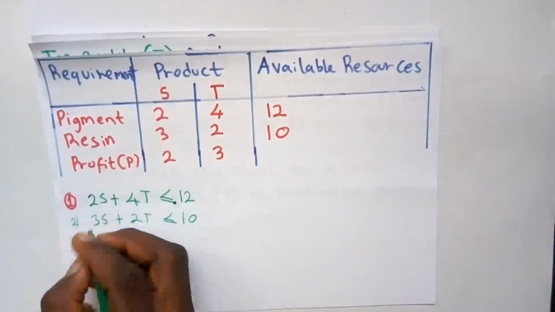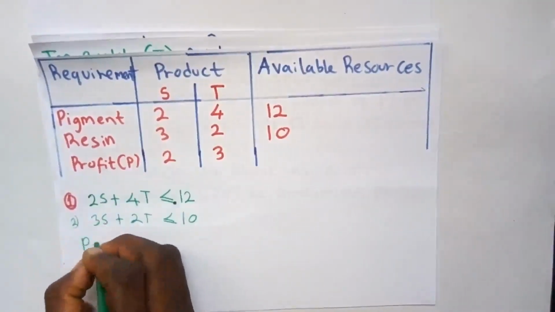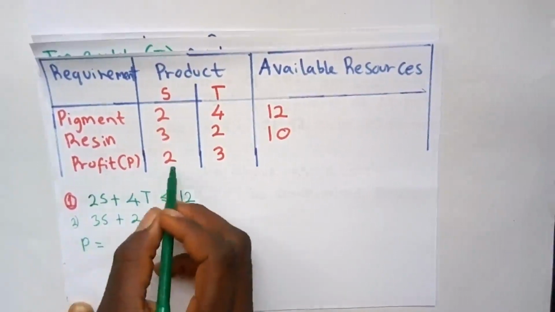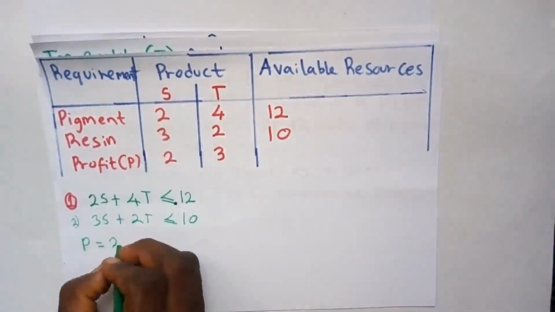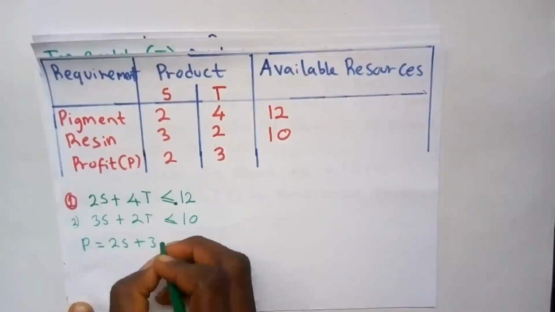And to get your objective function, P, which is the profit, P equals 2s plus 3t.